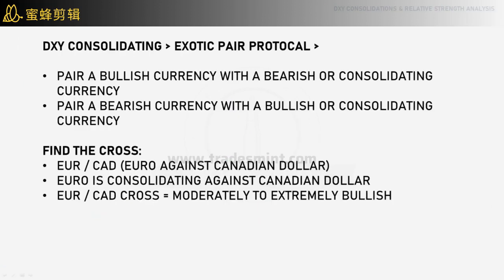Now we've got our exotic pair protocol. Pair up a bullish currency with a bearish currency or a consolidating currency, and pair up a bearish currency with a bullish currency or a consolidating currency. Now we're trying to find the cross. So we had that Canadian dollar chart, which was bearish, and then we had that euro chart, which was consolidating. Now we've got euro against the Canadian dollar paired up as our cross, and euro is consolidating, so it's moderately to extremely bullish in this case, euro Canadian dollar.